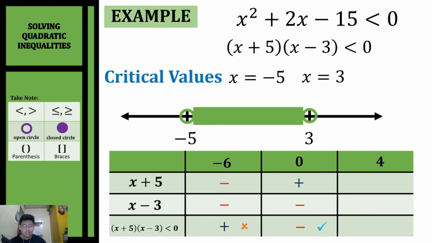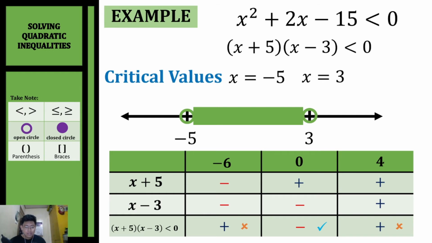Now, let's test our last candidate. Okay, 4. 4 plus 5 is positive. 4 minus 3 is positive. Positive times positive is positive. Is a positive number less than 0? No. So, 3 to positive infinity is not going to be a solution to our quadratic inequality.